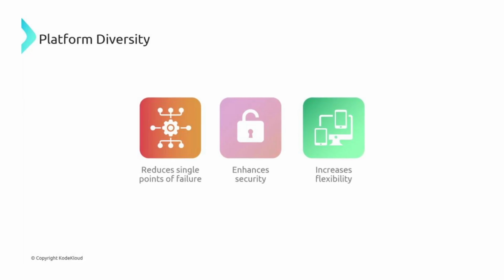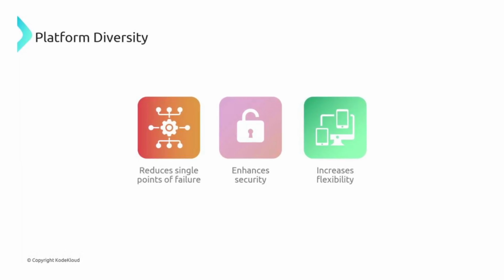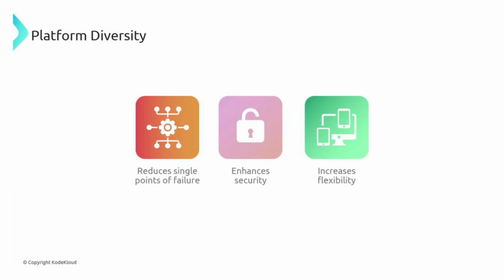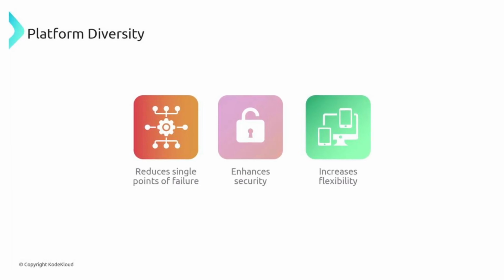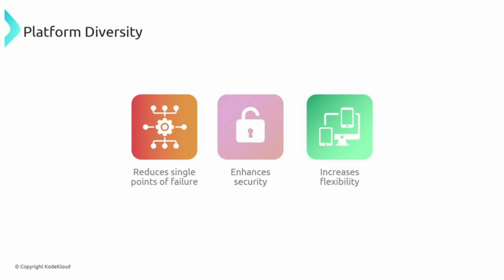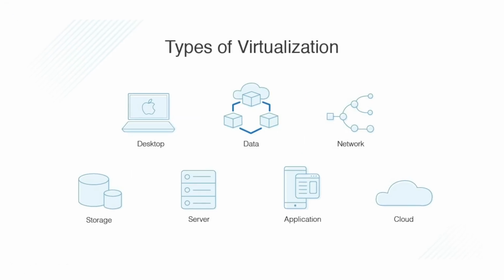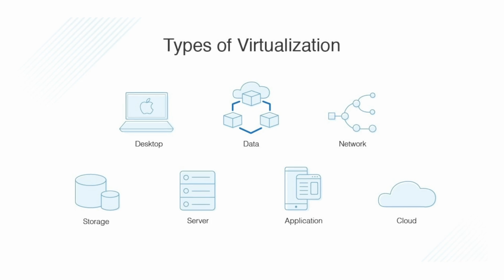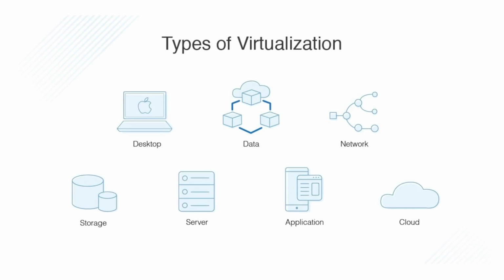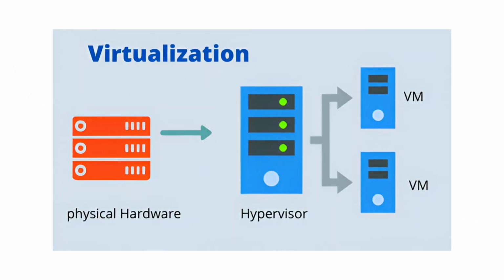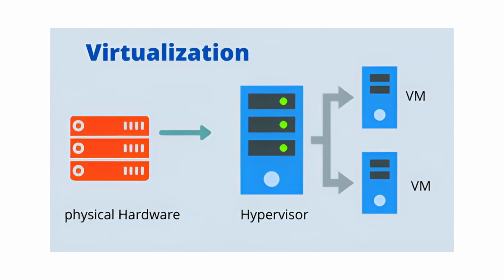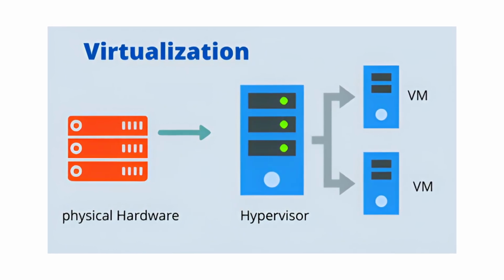Platform diversity involves deploying application components across environments like containers for scalability. This also improves efficiency and reduces vulnerabilities. Now let's look at virtualization. Virtualization uses software to simulate physical computing resources. This forms the basis of cloud computing by creating virtual machines for efficient hardware use.